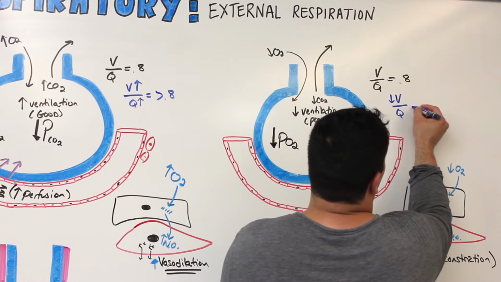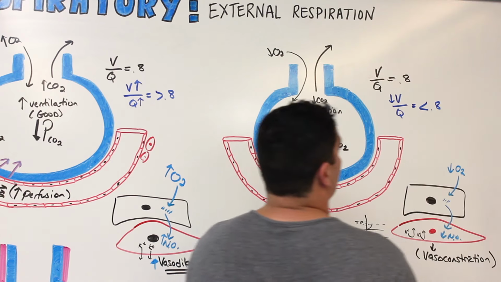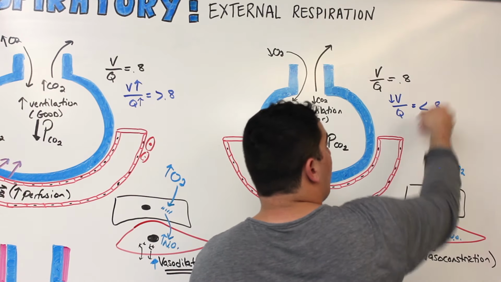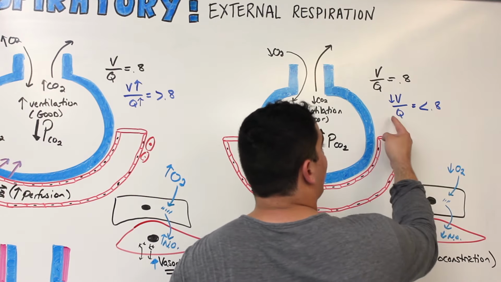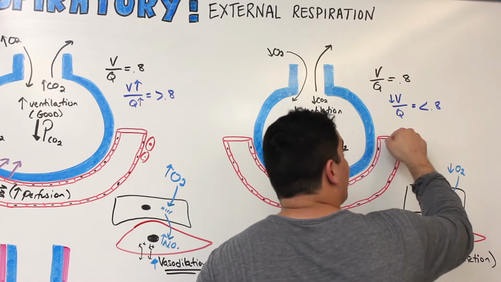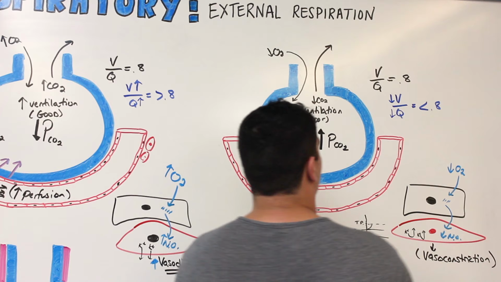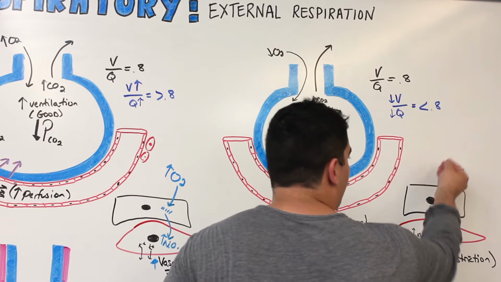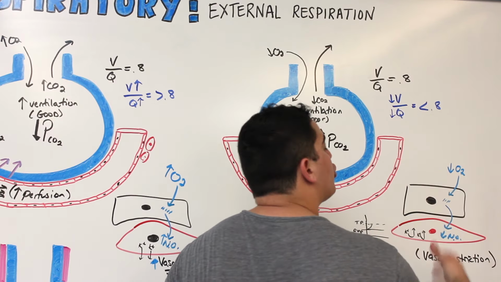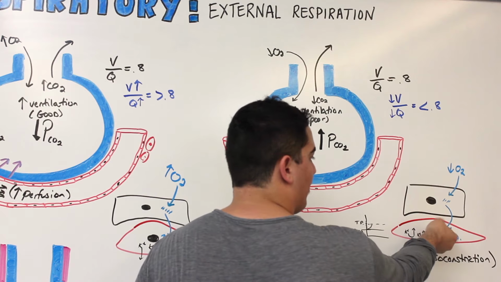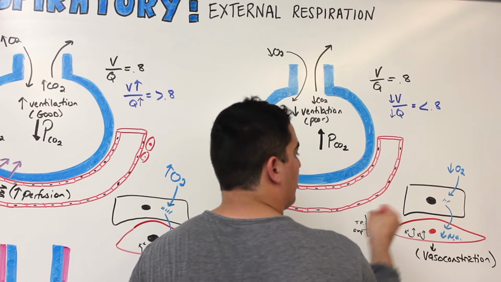Now it's going to be what? Less than 0.8, because this number is getting smaller. So the overall number is going to get smaller. So what do I got to do to my Q? I got to decrease it so that I can match it. So now the goal is, let me decrease my perfusion. How do I do that? Well, this decrease in oxygen automatically auto-regulates these blood vessels and causes them to constrict when there's very little.